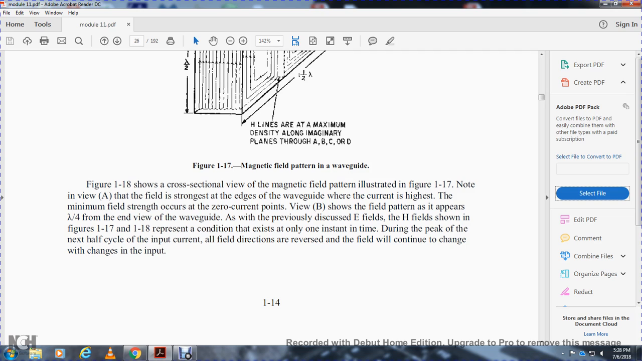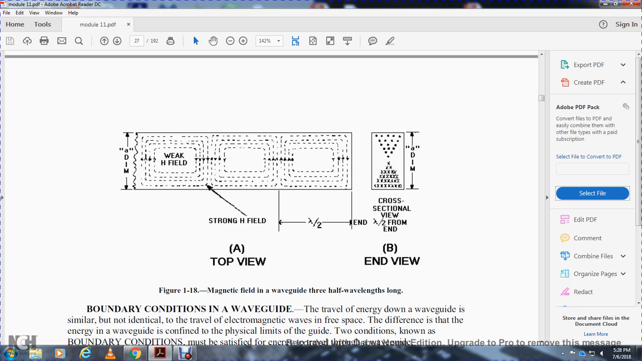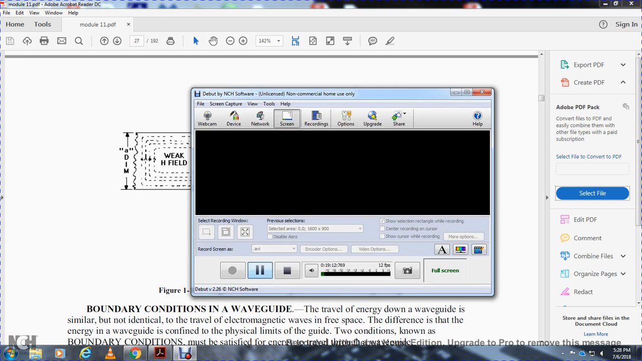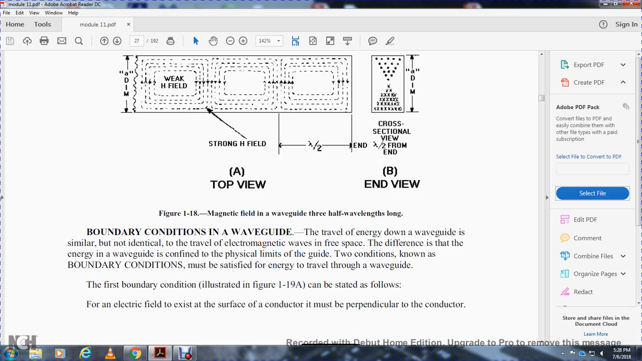The electrical field and the magnetic field shown in figures 116, 117, and 118 are conditions that exist at only one instant at a time. During the peak of the next cycle, all field directions are reversed, and the fields will continue to change with the changes in the input current. The top view, with the A dimension, shows the weak field and the strong magnetic field at half length. The cross-sectional views show the end view and the boundary conditions of the waveguide.